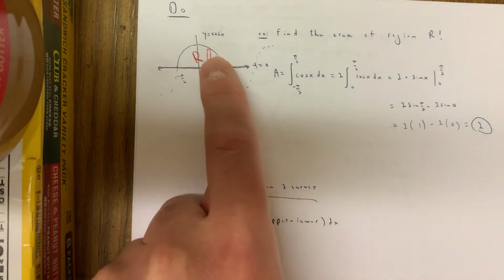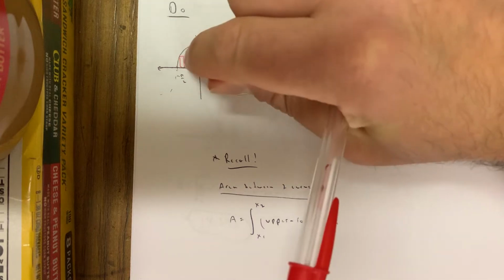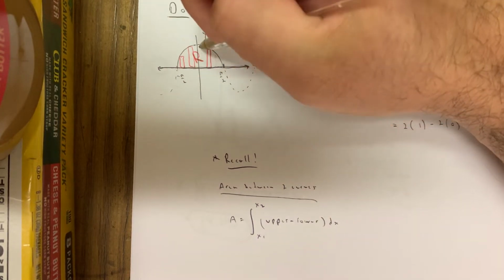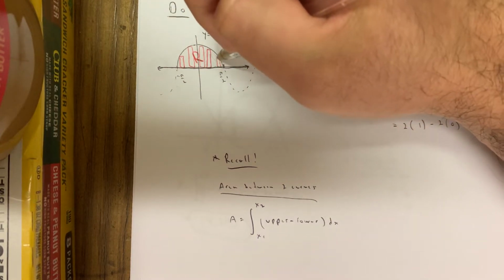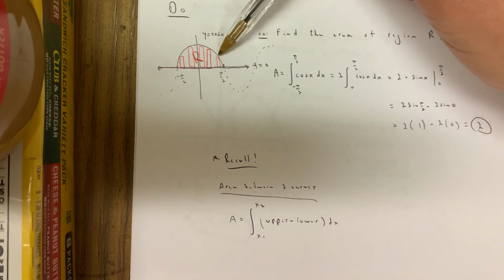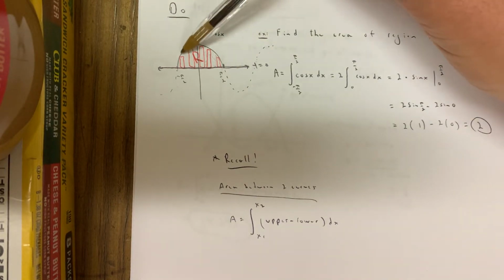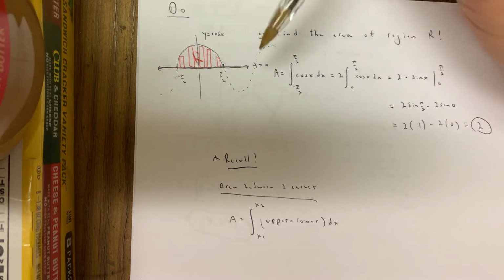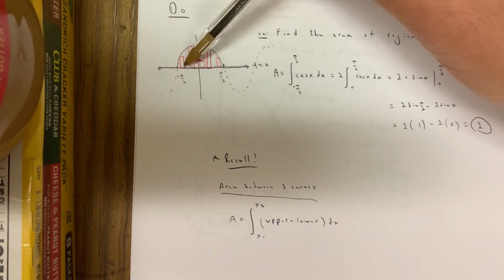And you can see throughout this entire region, the upper function, no matter where you put that rectangle, right? Usually on the smart board, I take the rectangle, I move it back and forth. I can't do it. I don't have a smart board. No matter where you put the rectangle, you'll see the upper is always cosine x, y equals cosine x. The lower is always 0, y is equal to 0.